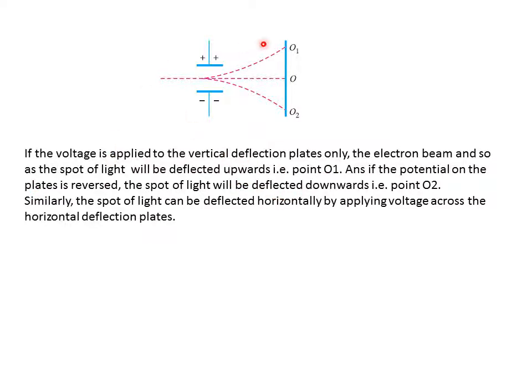Here you can see that when the positive voltage is there, it will go upward, and when the negative potential is there, it will deflect downwards. This is for the vertical deflection plates. Similarly, the spot of light can be deflected horizontally by applying voltage across the horizontal deflection plates. This spot will move from left to right. In this way, we have completed the explanation of two topics, that is CRO and CRT. Thank you.